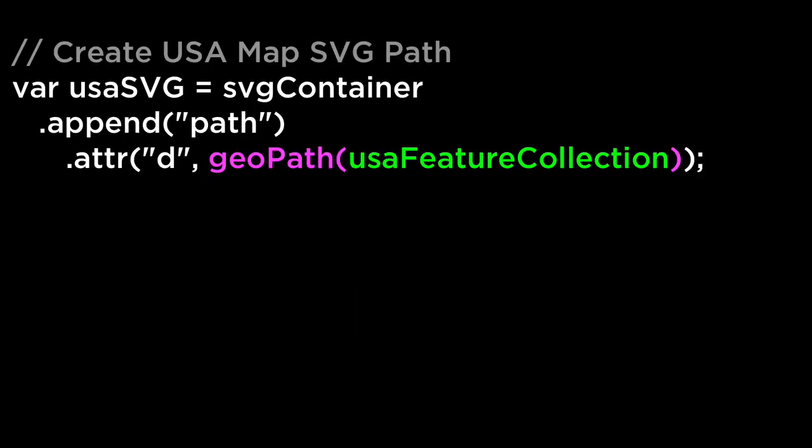In the last video, we created a map of the USA using a GeoJSON feature collection object. We passed this feature collection object into the GeoPath data generator. The GeoPath data generator then processed the feature collection and produced SVG path mini language instructions.